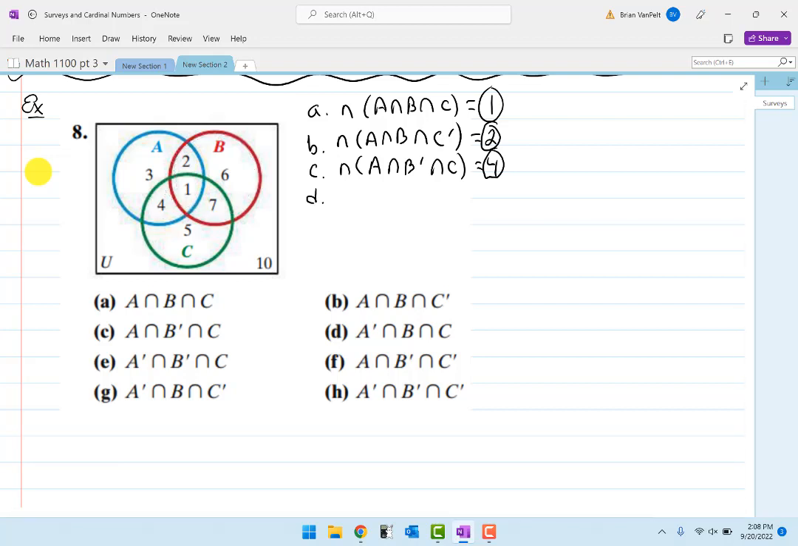Moving on. As you could probably have guessed, now I'm going to do the number of items not in A but in both B and C. So I'm going to ignore that circle, and the items that are in B and C then are 7.